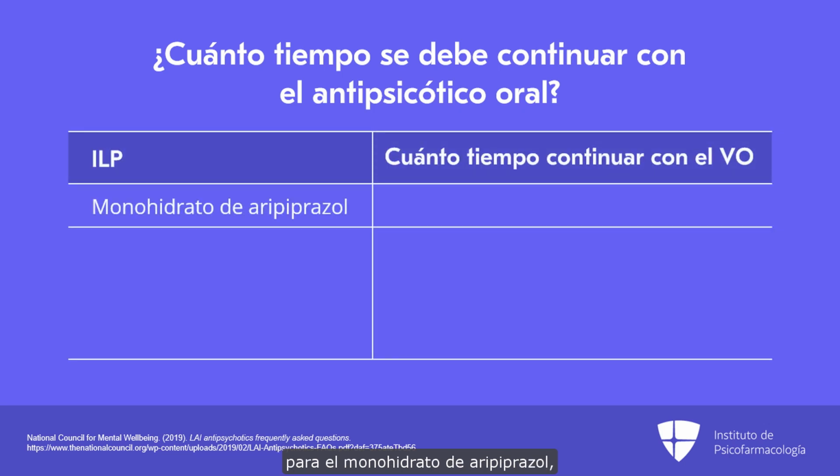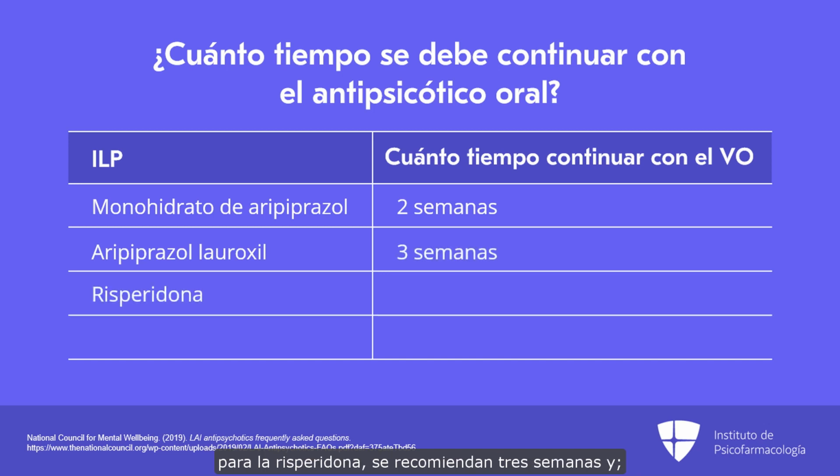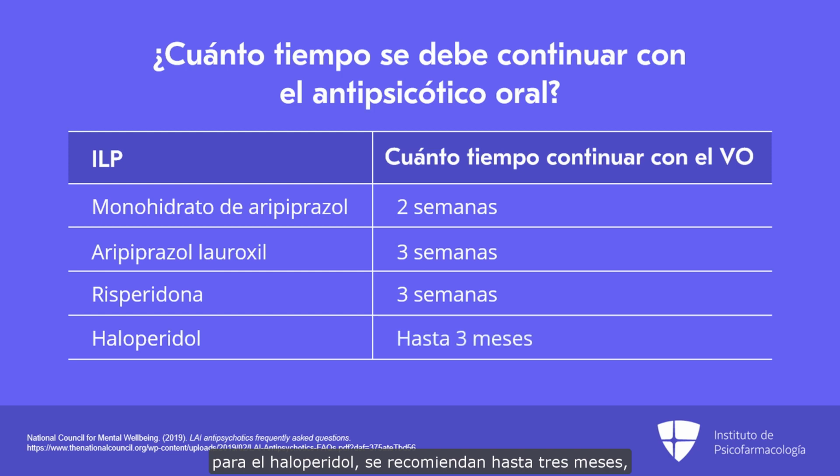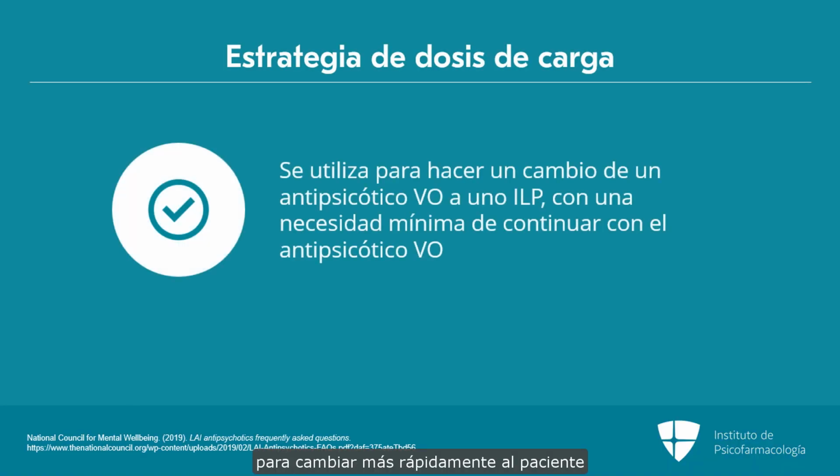For aripiprazole monohydrate, it's recommended that the patient gets 2 weeks of oral supplementation. For aripiprazole lauroxil, it's actually 3 weeks that are recommended. For risperidone, 3 weeks of PO supplementation is recommended. For haloperidol, it could be up to 3 months if there's no loading dose. And by loading dose, what I mean is a strategy to more rapidly convert the patient from an oral antipsychotic to the maintenance dose of the long-acting injectable form with minimal need for oral supplementation.